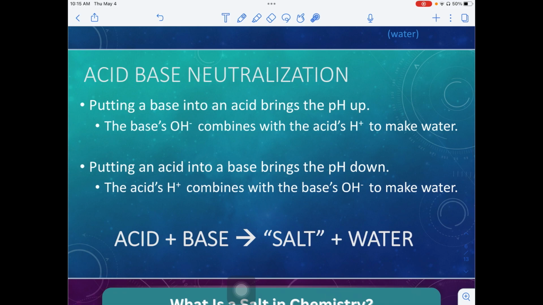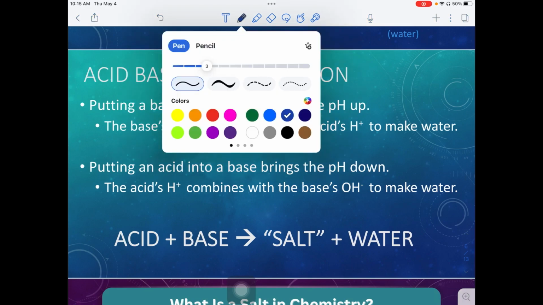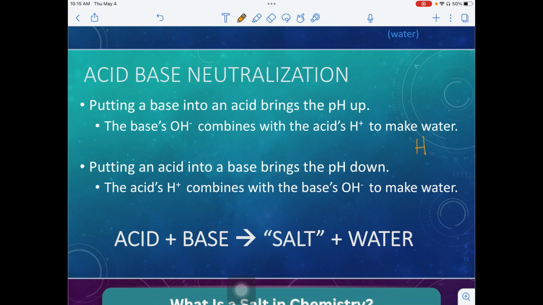Putting a base into an acid is going to bring the pH up. The base's hydroxide ions combine with the acid's hydrogen ions to make water. Again, in this chapter only, I want you to think about water not as H2O, but instead as hydrogen hydroxide, HOH. And that kind of reminds you that it's when an H plus and an OH minus get together. Putting an acid into a base brings the pH down. The acid's H plus combines with the base's OH to make water. So an acid plus a base equals a salt and water.